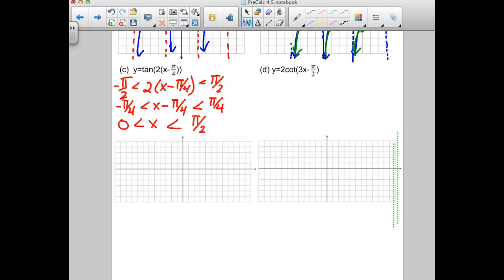Now, does that fit with what we think the period should be? Think about it. Period would be pi divided by this 2. Going from 0 to pi over 2 is a space of pi over 2, right? That fits. We've shifted it, though, pi over 2 to the right. Okay, and that's what we had here, if we had multiplied the 2 back in.